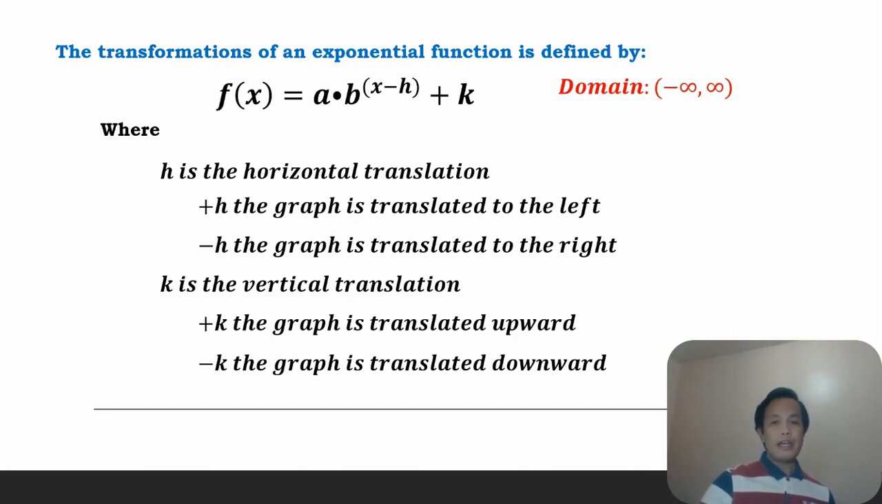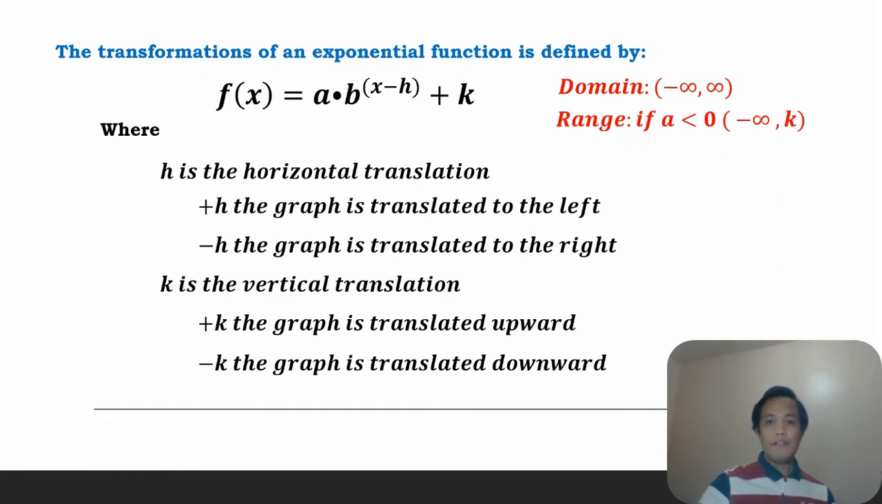Now, how do we find the range? If the function is expressed in the transformation form or translated form, you have two conditions to follow for the range. If a is less than 0, based on this translated form of exponential function, the range should be from negative infinity up to the value of k. So whatever the value of k here, that is our value here. That is if our a is less than 0.